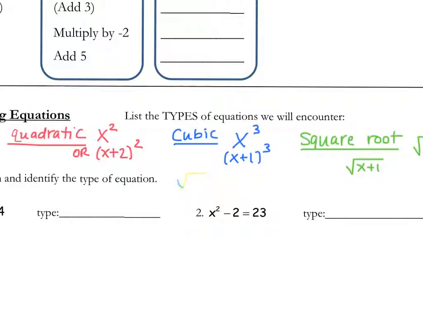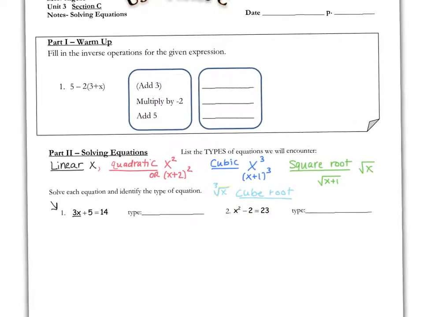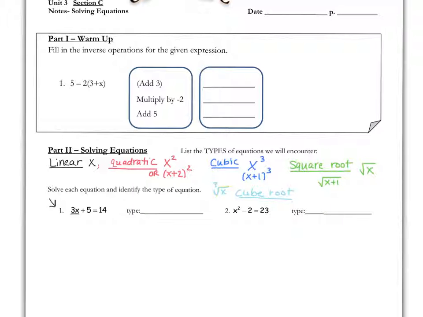So let's try that again. Here we go. We got a cube root. A cube root looks like a square root, but it has a 3 in the upper left-hand corner. So again, that's a cube root equation. And we'll get to exponential in another lesson. So right now, the ones we want to really see are going to be the linear, quadratic, cubic, square root, and cube root. That's what you're going to see most of the next few days.